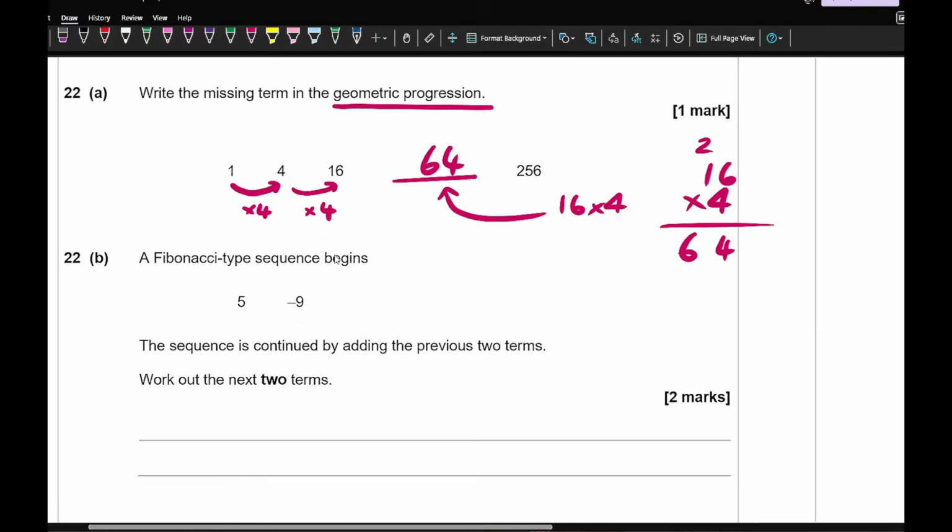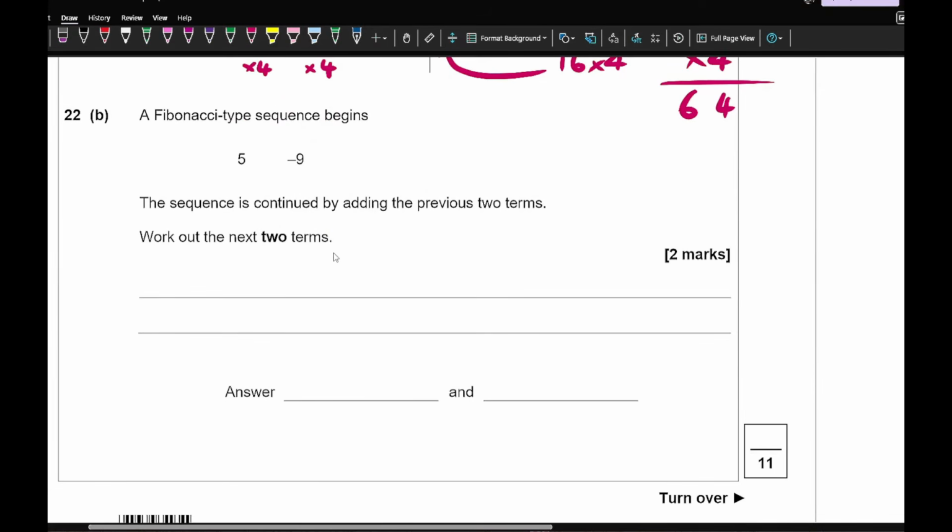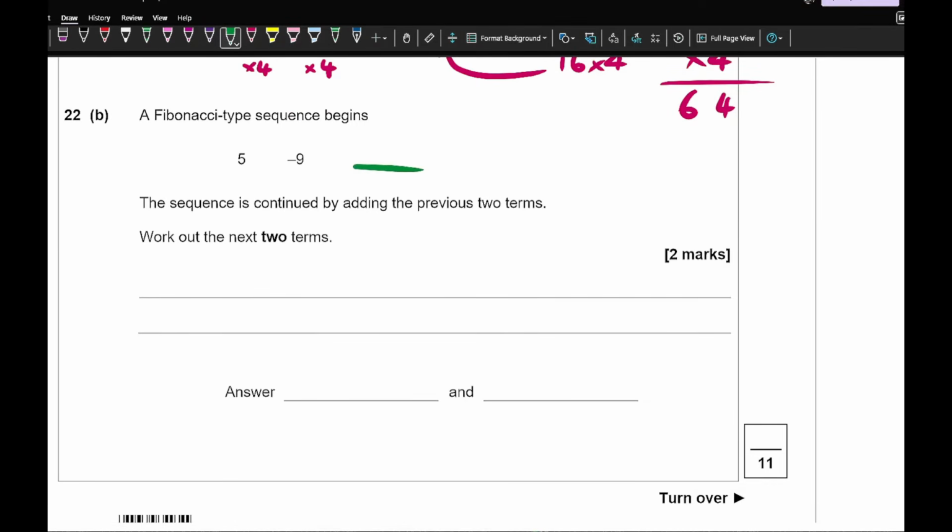It then says for 22b, a Fibonacci sequence begins 5 and minus 9. The sequence is continued by adding the previous 2 terms. Work out the next 2 terms. So if I just write 2 dashes, this is what I need to work out. Now to find this number here, I'm going to add 5 and minus 9. So 5 plus minus 9. Well, I've got a plus and a minus in the middle, so that turns into a minus. So it's 5 minus 9, which is minus 4.